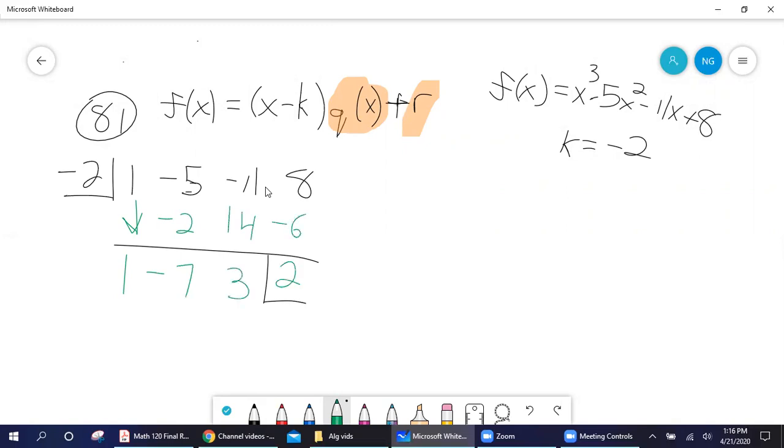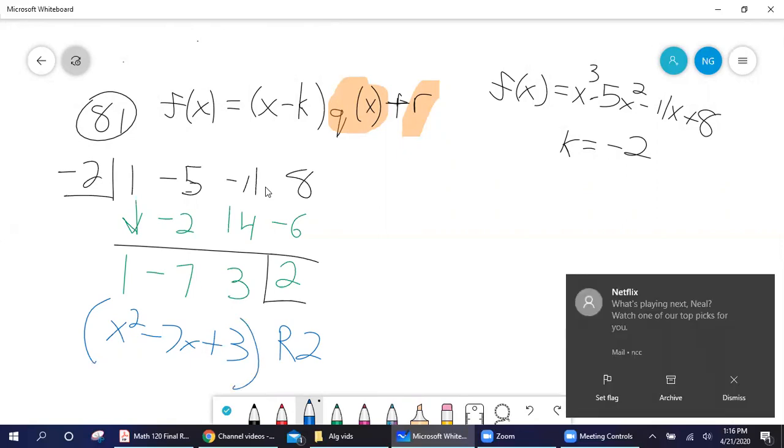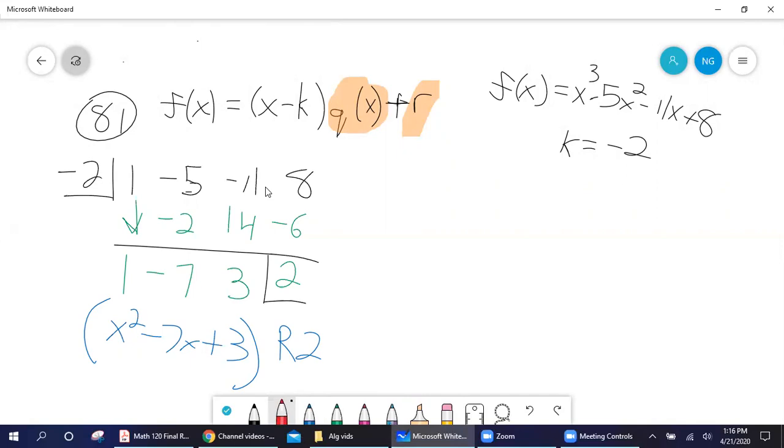And as I work through it, I end up breaking this down to x squared minus 7x plus 3, and there's a remainder of 2. Now, I'm not going to write that as a fraction, just the way this problem wants this written out. So the x squared minus 7x plus 3, that is the quotient. That's the q of x. So that's going to go in for q of x.